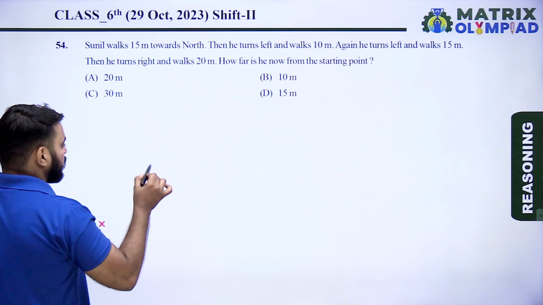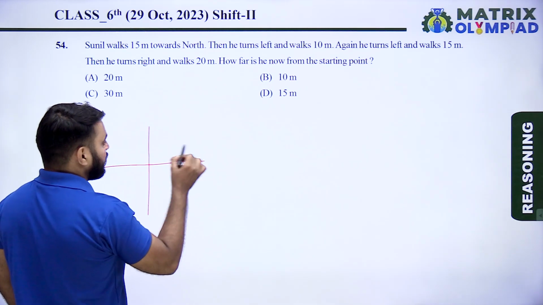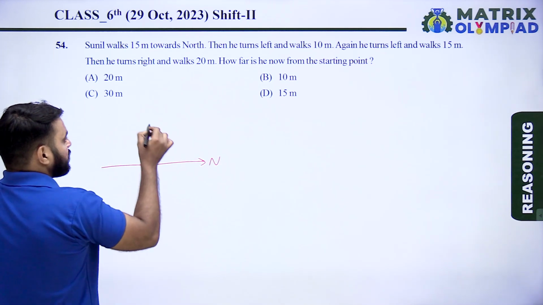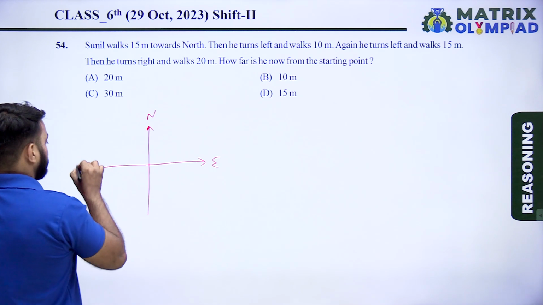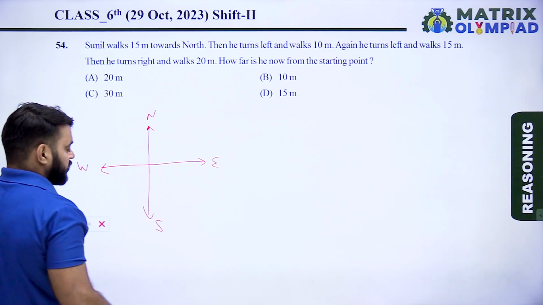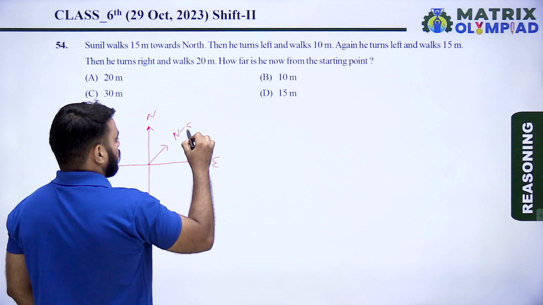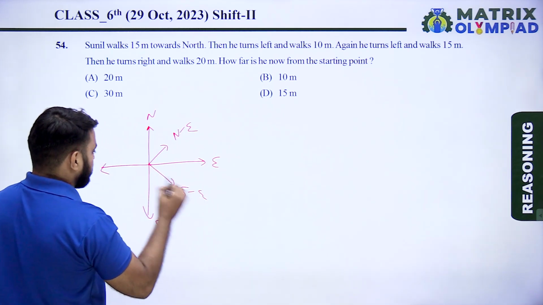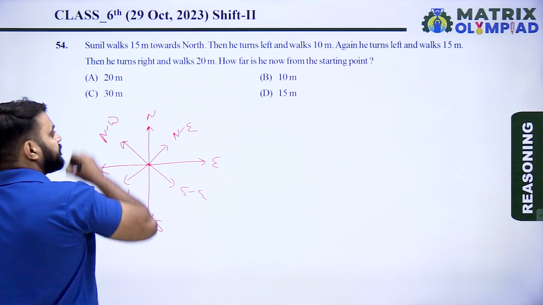Before starting this question, we should know that there are 4 main directions: north, east, west, and south. And there are 4 cardinal directions: northeast, southeast, southwest, and northwest.